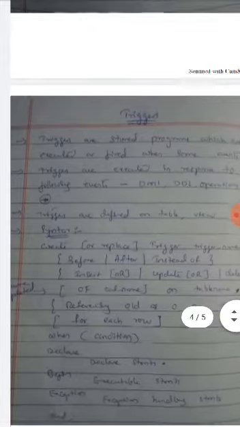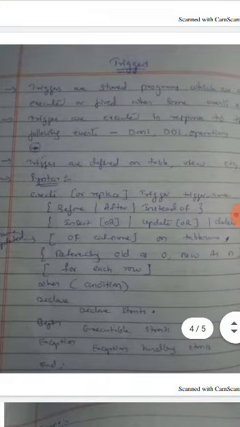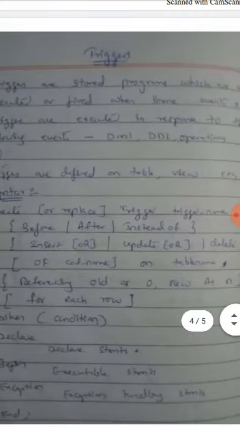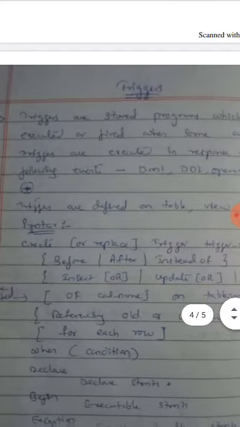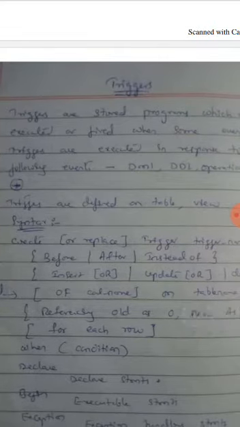So the next concept is triggers. What are triggers? A trigger is a stored program which is automatically created or fired when some event occurs. So these are stored programs. When some events occur, the trigger is automatically fired. Triggers are executed in response to events like DML and DDL operations. How are triggers defined?